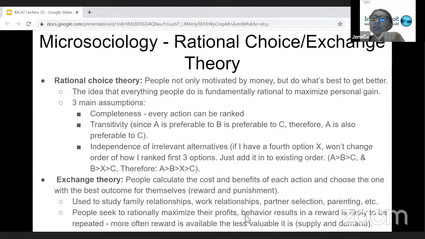And also, because it relates to costs and benefits, it also relates to supply and demand, in that when a reward is more available, people will see that as being less valuable. And so people want to maximize the benefit from the cost, but they also want to gain the maximum personal gain from the rational choice theory. So both of these are related, because it's a similar idea to maximize the good.